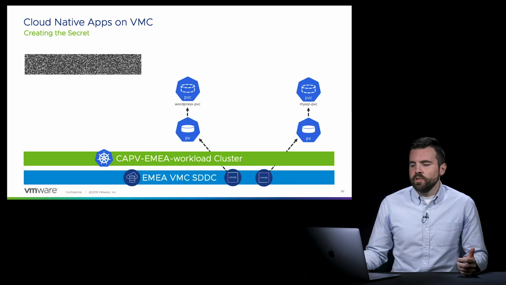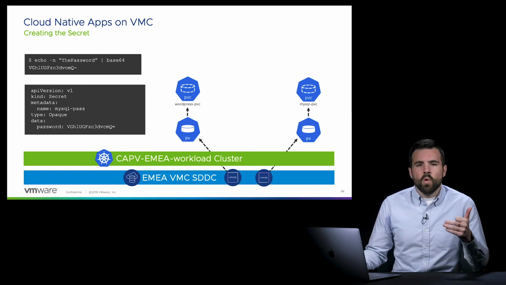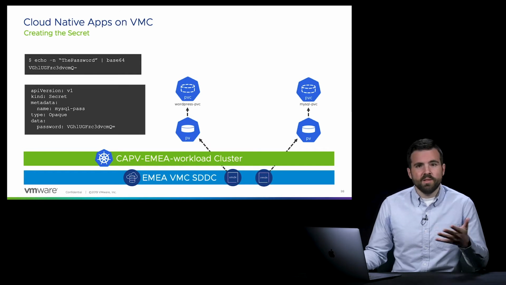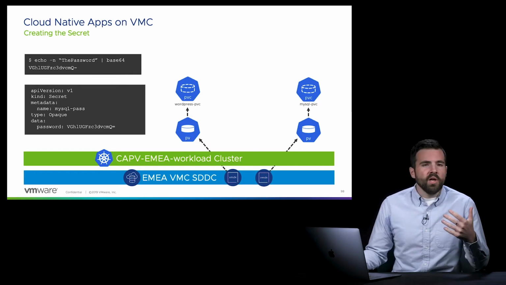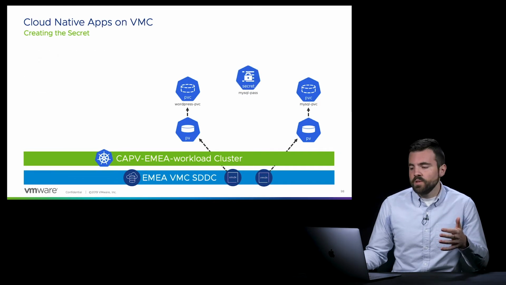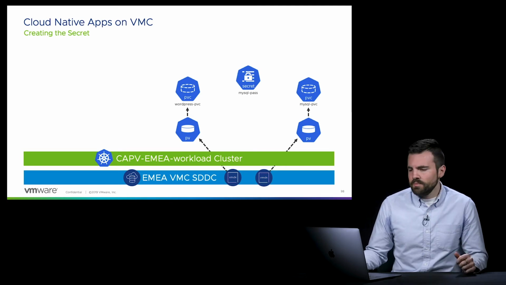Now the next thing we need to do is create our secret. We need a root password for the MySQL service, and we also need our WordPress front end to be able to access our MySQL service and the database with that same password. So we're going to echo our password into base64 and then create a YAML file for our secret that includes that base64 encoded password. We pass that YAML file with kubectl to our workload cluster, and now we have our MySQL pass secret.